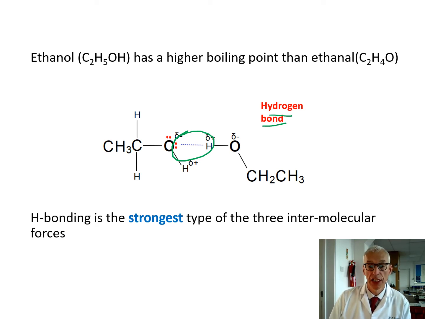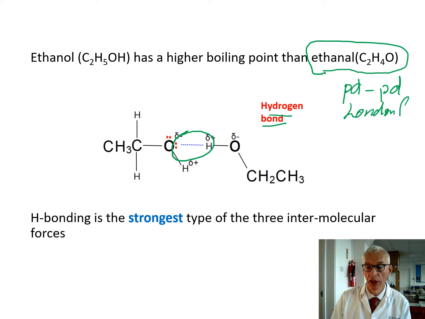Therefore, the energy needed to separate ethanol molecules is greater than the energy needed to separate ethanol molecules. If you remember, ethanol we did earlier has got permanent dipole, permanent dipole and London forces, but the strongest type of intermolecular force is the hydrogen bond. So the intermolecular forces between ethanol molecules are stronger, and therefore it has the higher boiling point. More energy is needed to break them.